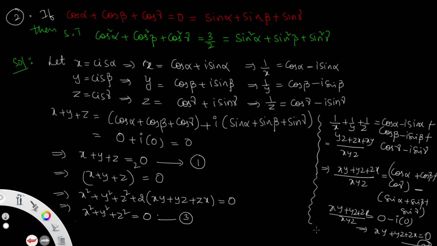So you have to convert it simply. The place here is not sufficient to write, so please understand this and then go to the next page. Therefore, what we got is x square plus y square plus z square equal to 0.